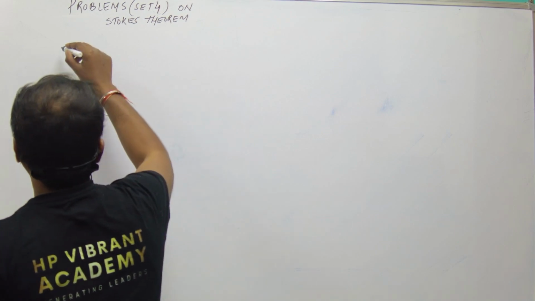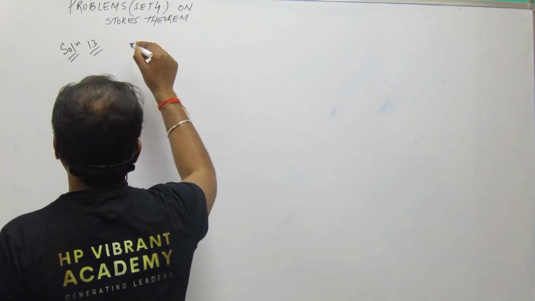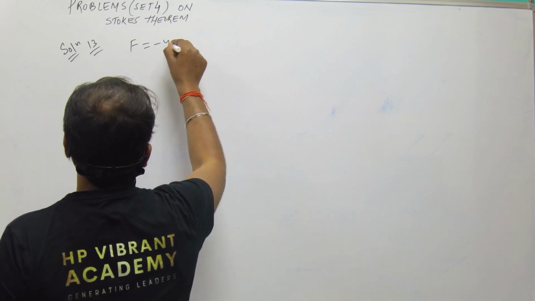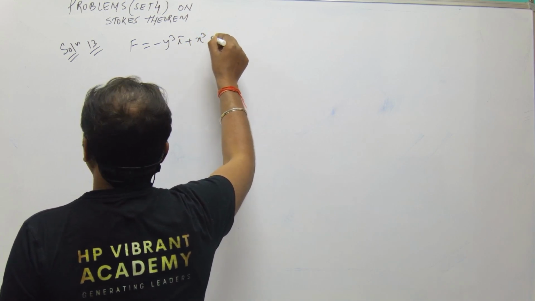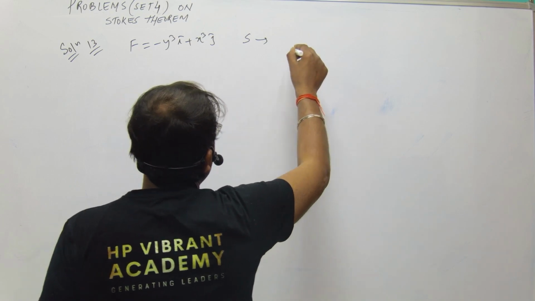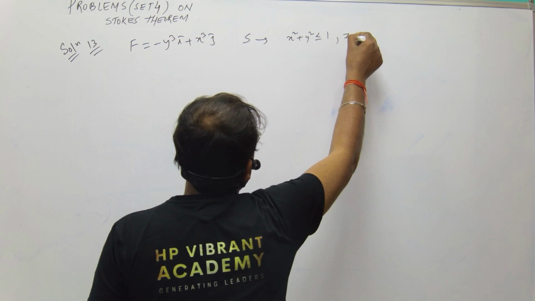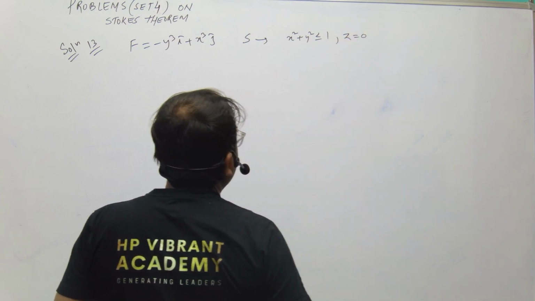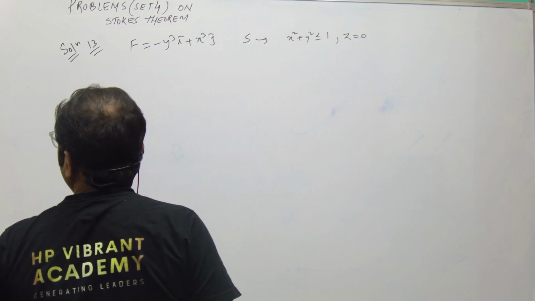This is the solution of question 13. We have f equal to minus y cube i cap plus x cube j cap, and S is the circular disk given by x square plus y square less than or equal to 1 and z equal to 0. This means the circular disk is lying in the xy plane. So let us verify the Stokes theorem.